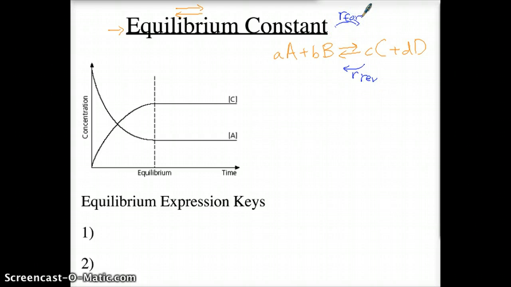What we can do is write a little expression that relates the amounts of each compound to each other, because that's what's unique about equilibrium. It's a set of conditions where the forward and reverse reaction rates are equal and the concentrations of each compound are staying constant. So how do we write an equilibrium expression?